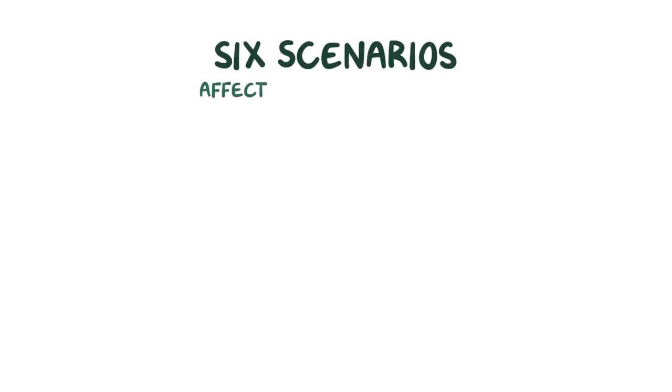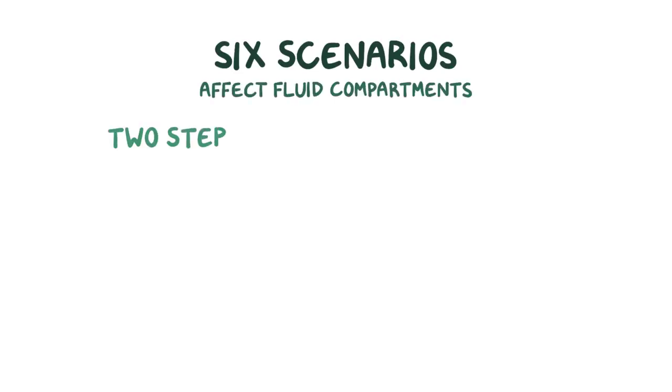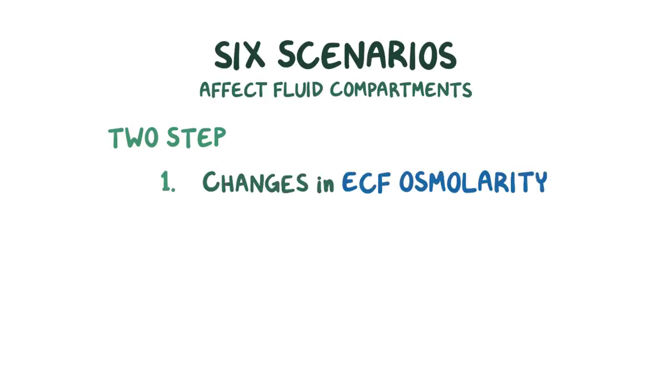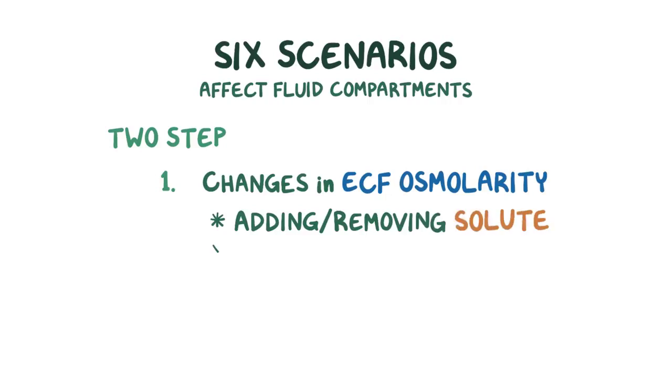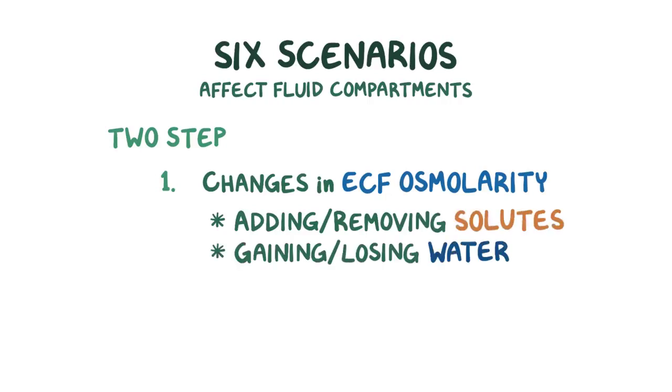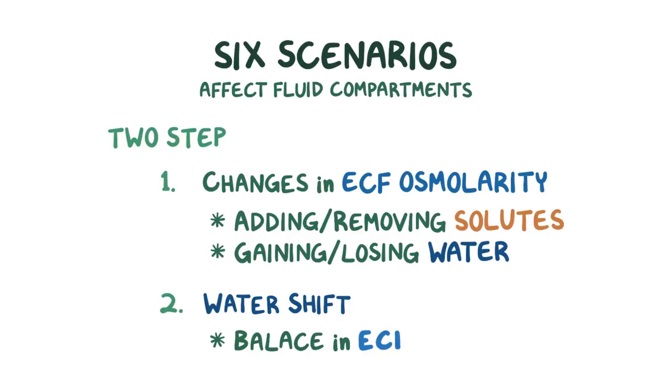We'll go through 6 common scenarios to see how they affect the body's fluid compartments, and we'll use a 2-step approach for each scenario. First, we'll identify any changes in the extracellular fluid osmolarity, like adding or removing solutes, or gaining or losing water. Second, if there's a change in extracellular fluid osmolarity, we'll figure out how the water must shift to reestablish balance between extracellular fluid and intracellular fluid osmolarity.